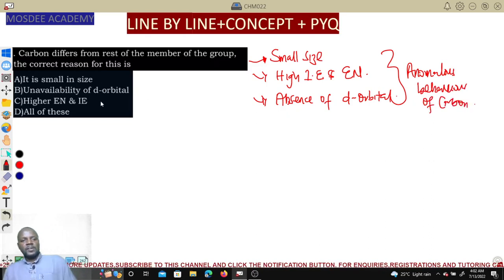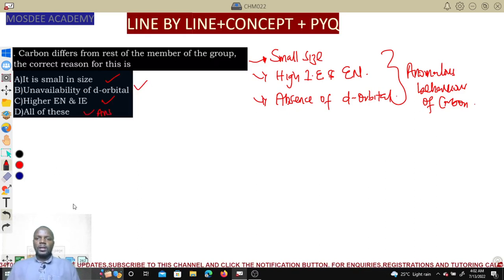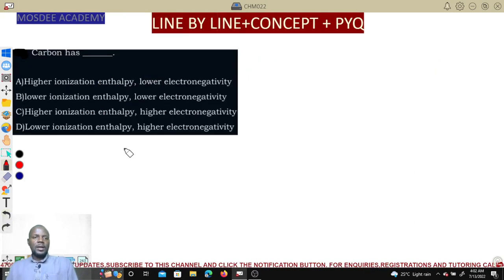So now this is correct, and this is correct. So that's the answer to that. The next question is this. Carbon has dash. This is high ionization energy and high electronegativity. We just talked about that. Next question, please.